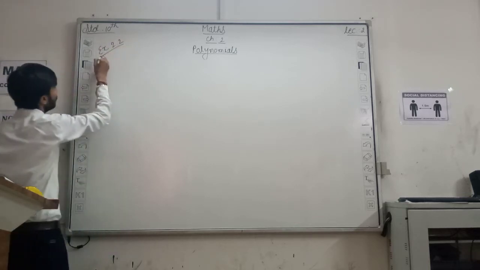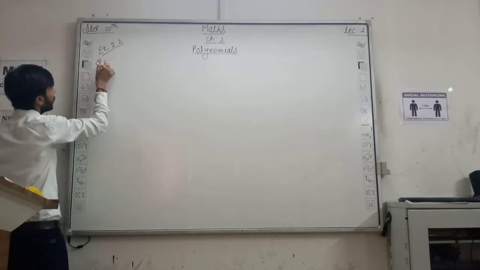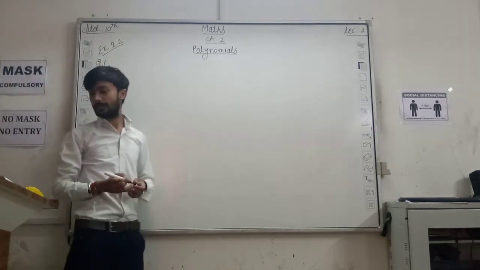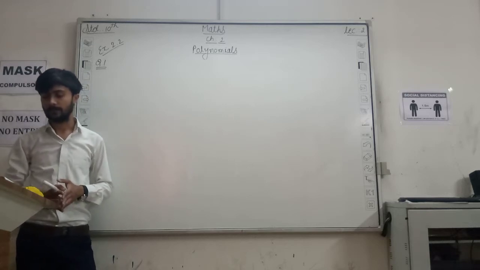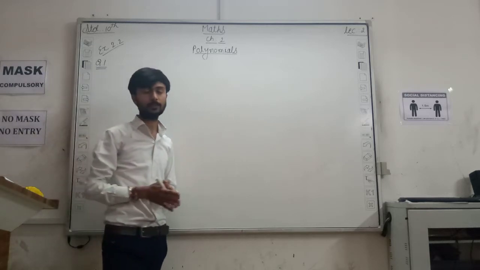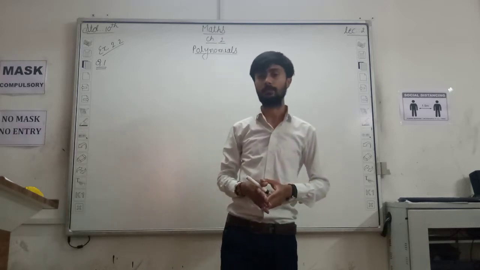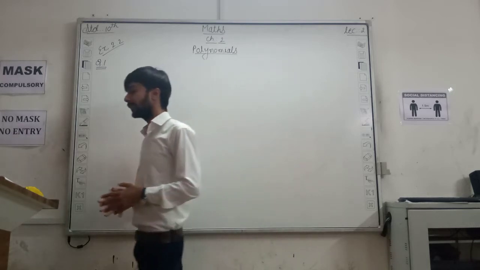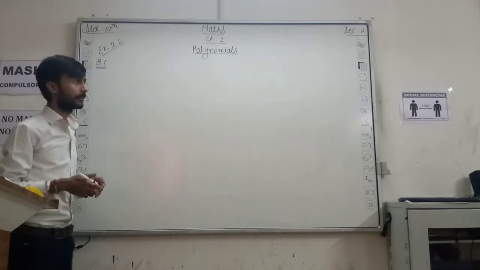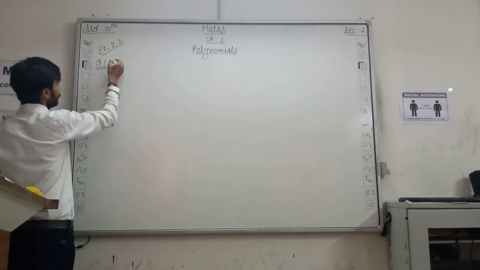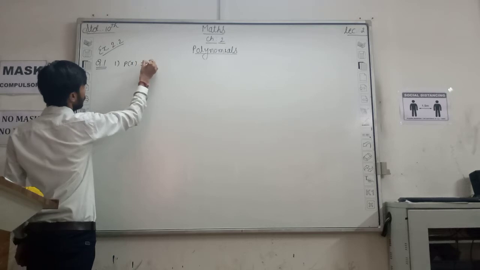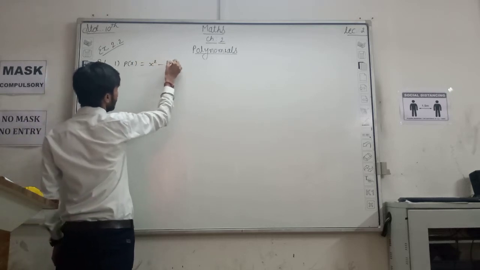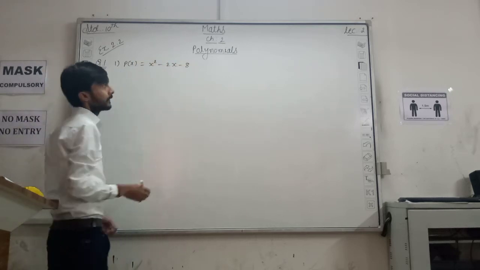Number 1, verify the relationship between the zeros and its coefficients, but before that find its zeros. The first polynomial is x square minus 2x minus 8. Let p of x equals x square minus 2x minus 8.